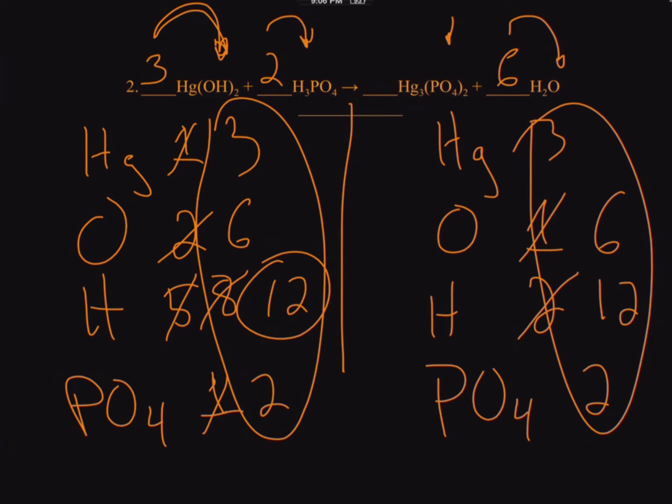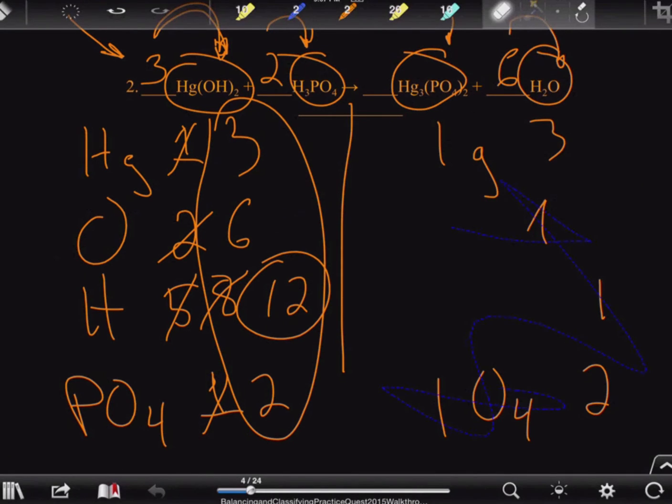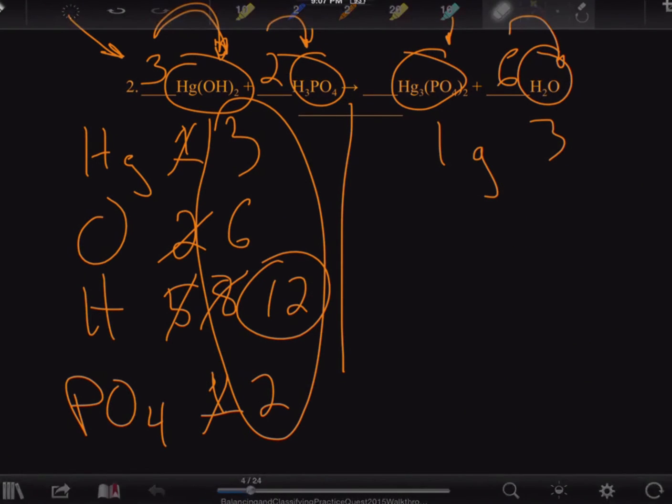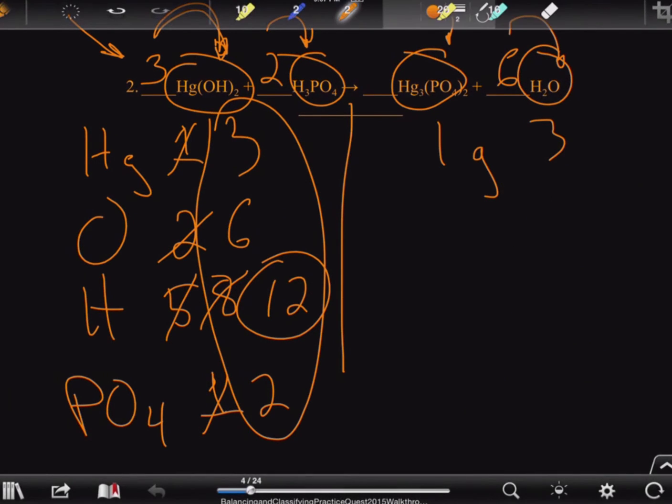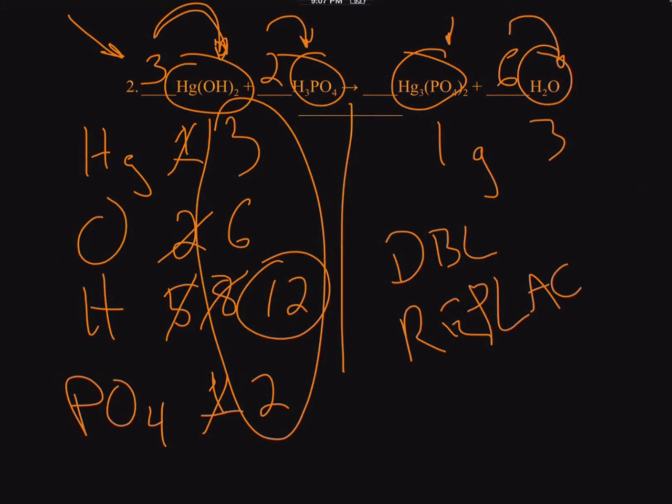This type of reaction, we have 2 compounds on the left, 2 compounds on the right where the parts have traded places, so that is going to be called a double replacement reaction. Double replacement is when you have 2 compounds on both sides, so double replacement is the type of reaction here.